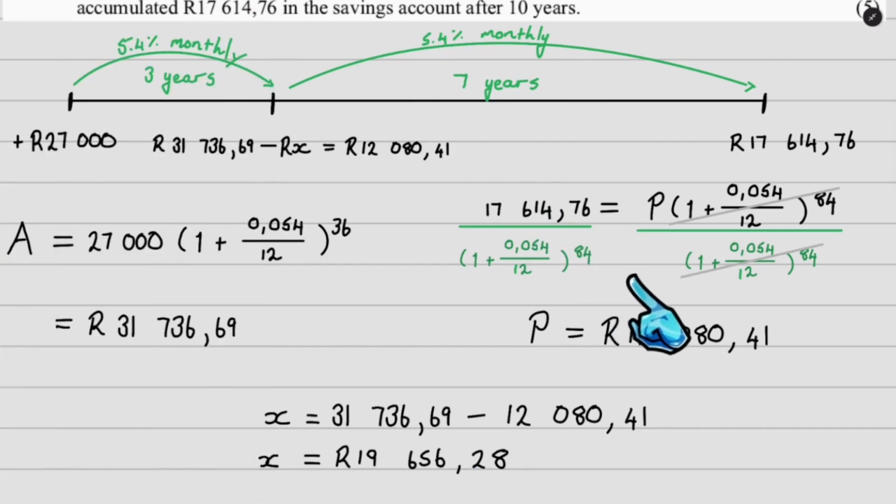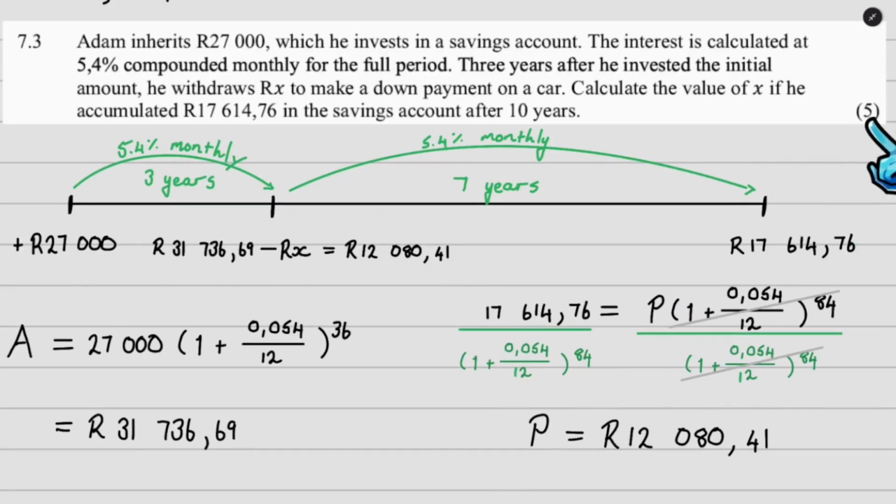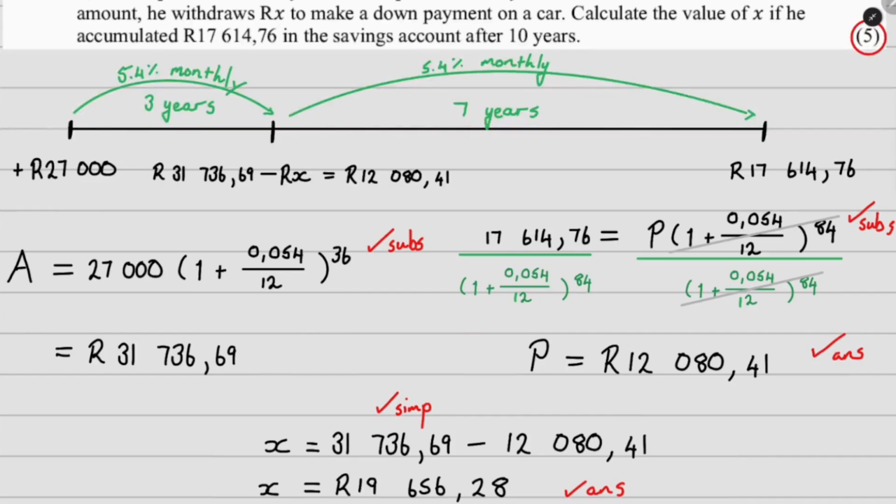Okay, last thing over here, let's see where these 5 marks are coming from. Substitution gets you a mark a pop for each one, the first 3 years and the last 7 years. Your answer for the last 7 years will get you a mark. The simplification to justify how you got X will get you a mark, and the final answer gets you the last mark over here.